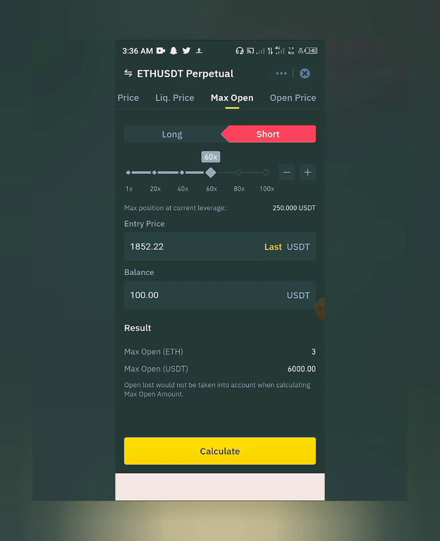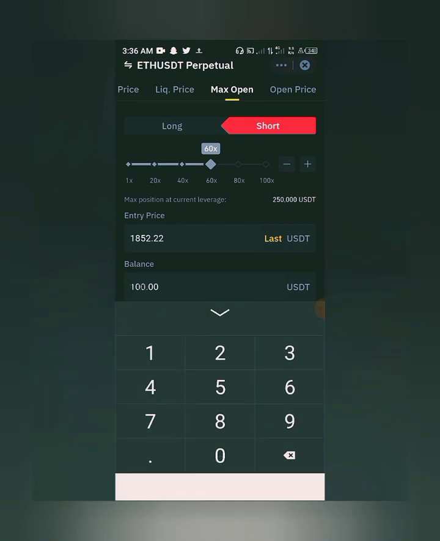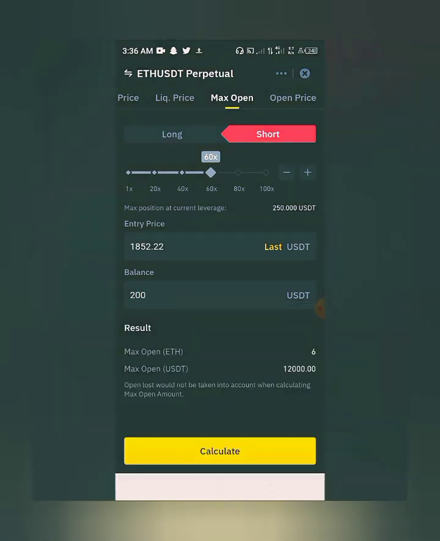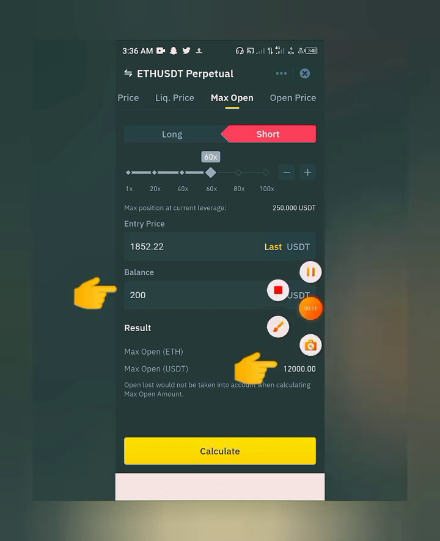Okay, let me just change something. You can also use, let me just use 200 USDT. Let's see something that will change. Let's upgrade. Okay, you're seeing 12,000 USDT. So right now you deposit 200 USDT and you intend to use 60x leverage. That means you are going to get a 12,000 max open. Remember that you're only depositing 200, while Binance Futures will give you 12,000 USDT. So that is all about max open.